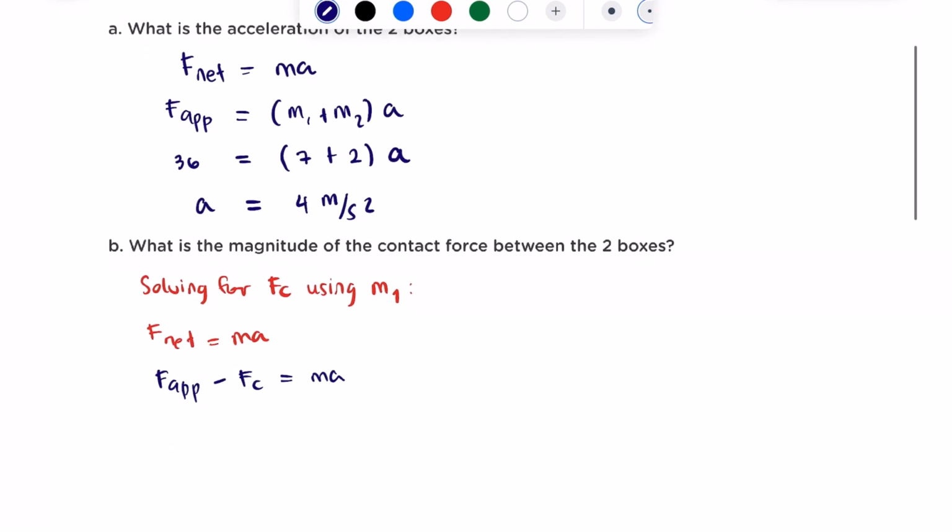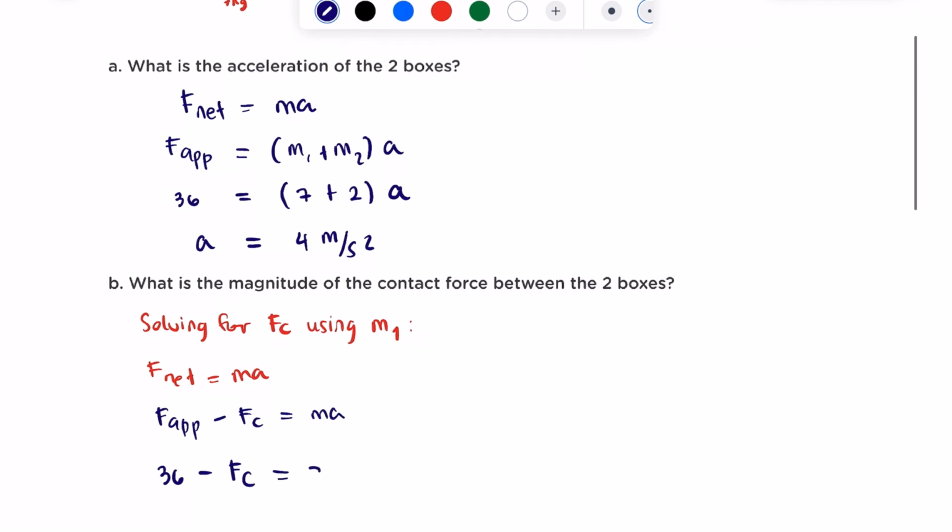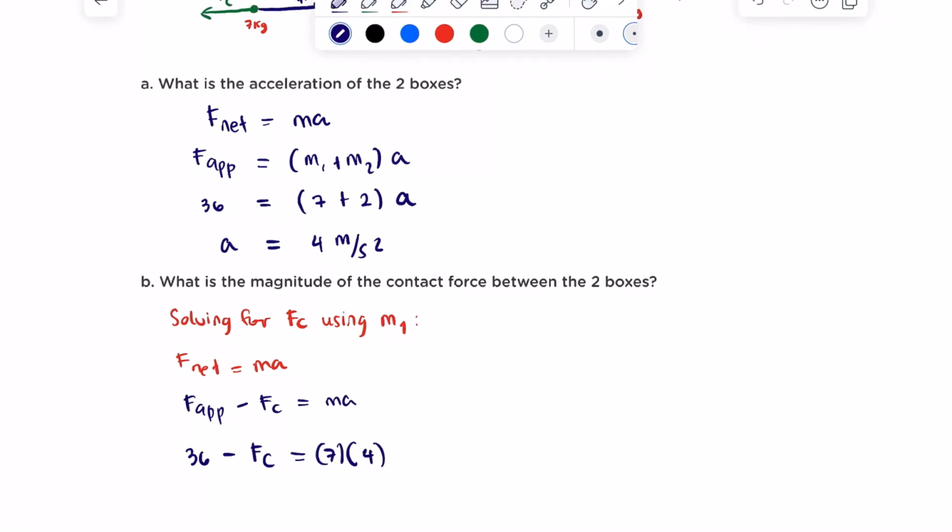Our applied force is 36 newtons minus the contact force, which is what we need to solve for, is equal to the mass that we're looking into, the 7 kilogram mass. So we will have 7 there multiplied by the acceleration of the system that we have solved earlier, and that is 4 meters per second squared. And now we plug these values in the calculator. We'll have the contact force is equal to 8 newtons.